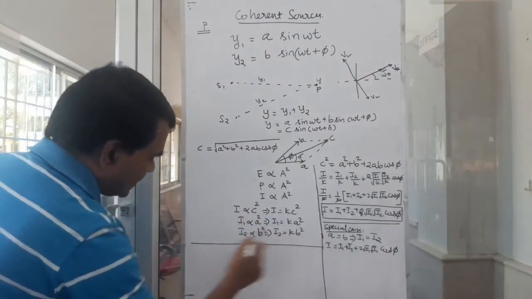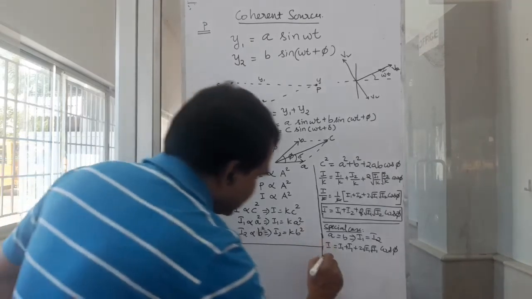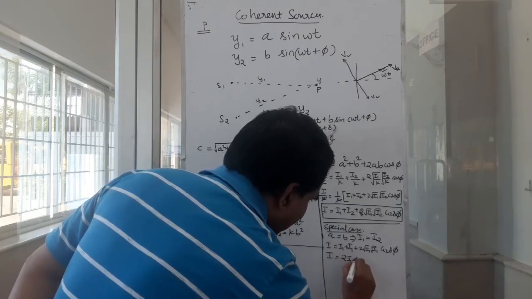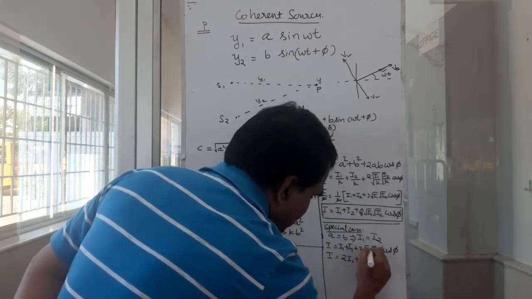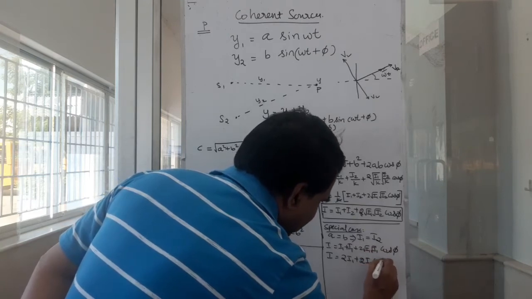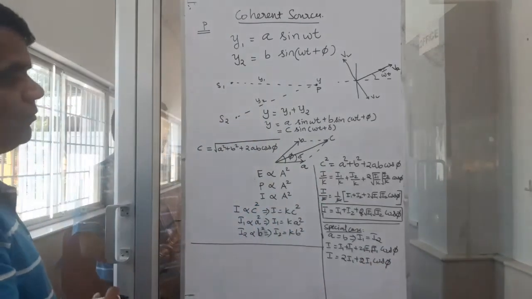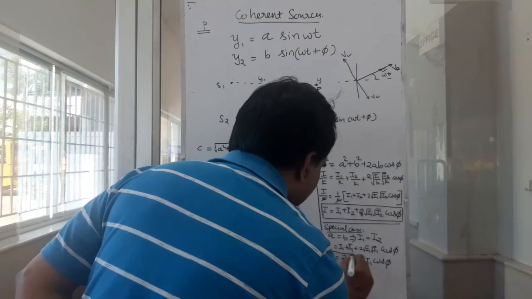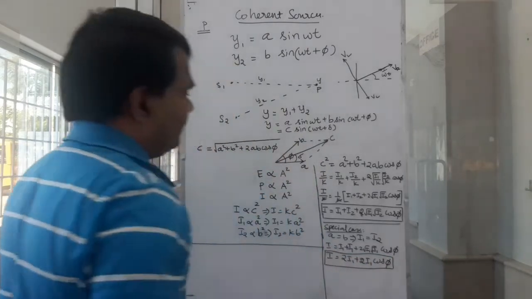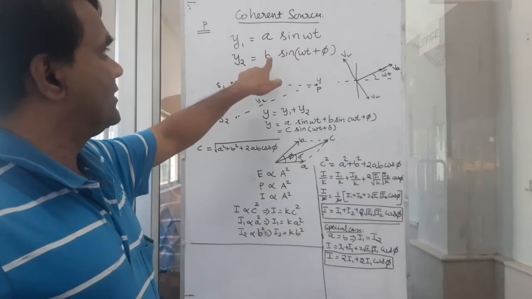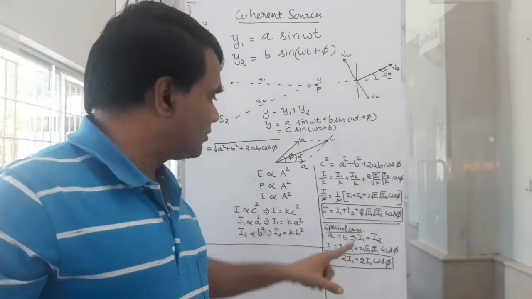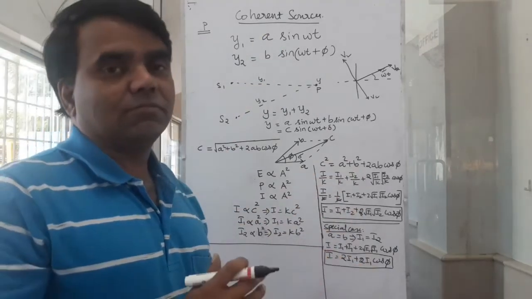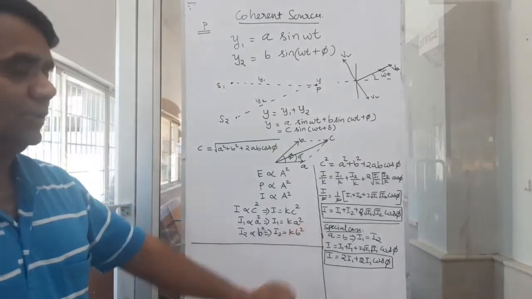I'm bringing it here. So this is equal to, well, I'll do it here, then I'll probably next time. This is equal to 2I1 plus 2 root I1 I1 cos phi. Okay, so this is for the case where A is equal to B. If A is not equal to B, this will work. If A is equal to B, it gets reduced to this. Okay, so this is what it is.